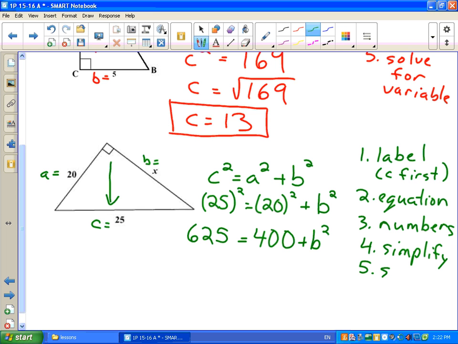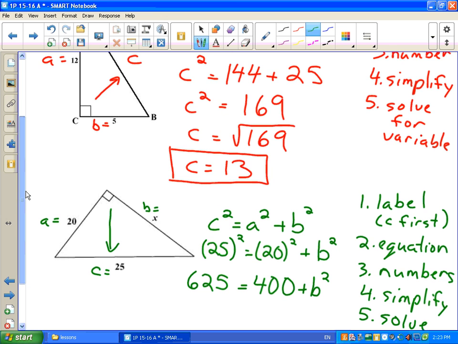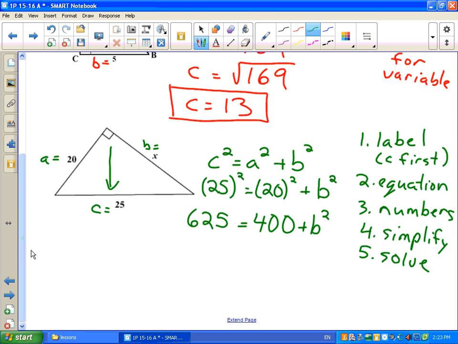And now we want to solve. Now this one's a little different than the one that we did before. Up above, we could add those two numbers together, and then we had C squared on one side, and we had a number on the other side. We can't add these two together here because they're on opposite sides of the equation. But we want to solve for this b here. We want to get b squared all by itself.